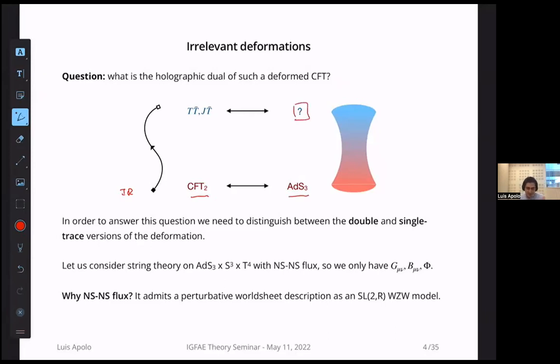Now, it turns out that to answer this question, we need to distinguish between the double and single trace versions of the deformation. So to distinguish them, let me consider string theory on AdS3 times some internal manifold, which for concreteness, I'm taking to be S3 times T4, with only NS-NS flux, so that we only have a metric, a B field, and a dilaton. Why do we have only NS-NS flux? Because in this case, we have a perturbative worldsheet description in terms of an SL(2,R) Wess-Zumino-Witten model, and this will be useful when we try to get evidence for connections to TTbar and JTbar.